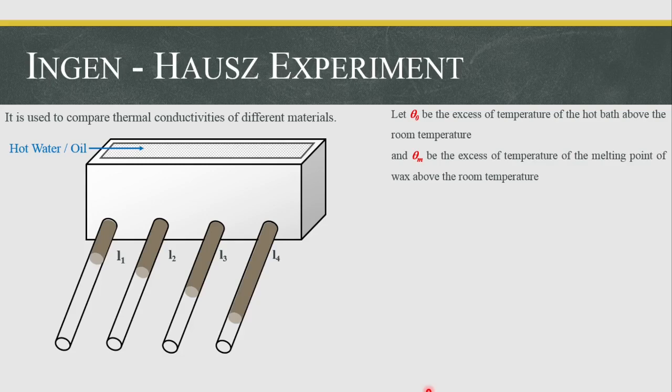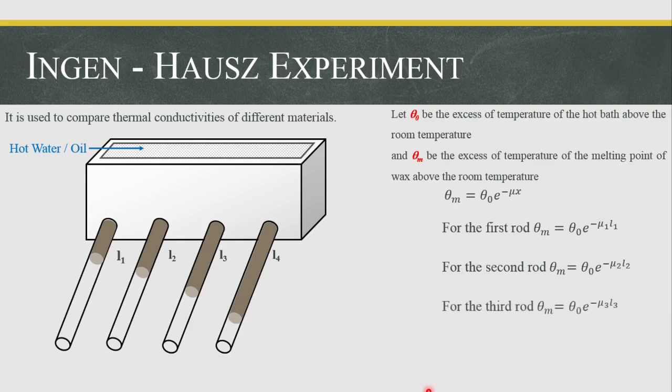The excess of temperature above the hot end can be taken as theta m is equal to theta 0 e to the power of minus mu x, where x is the length of rod up to which the wax melted. For first rod, we can write theta m is equal to theta 0 e to the power of minus mu 1 L1. For second rod, the equation is written as theta m is equal to theta 0 e to the power of minus mu 2 L2. For third rod, theta m is equal to theta 0 e to the power of minus mu 3 L3 and so on.